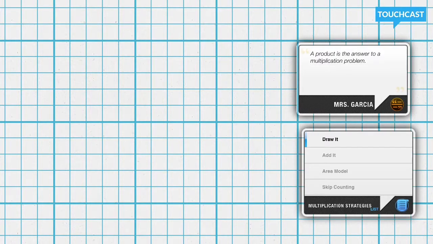So your job is you are going to do 3 times 9. And you are going to find the product of 3 times 9 using the add it strategy. Okay, and if you get confused or if you're having trouble, you can always go back to draw it too. Okay, so go ahead and pause the video right now, work on this problem, and then resume the video once you're done.